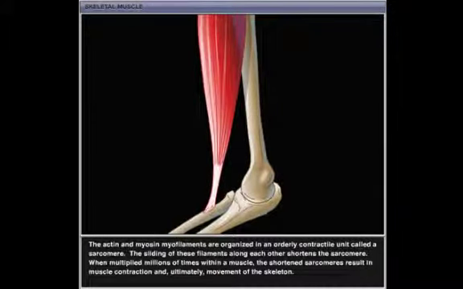Remember, there are plenty more animations out in Anatomy and Physiology Revealed. Next, we'll move on to the section on the muscle-nerve relationship.